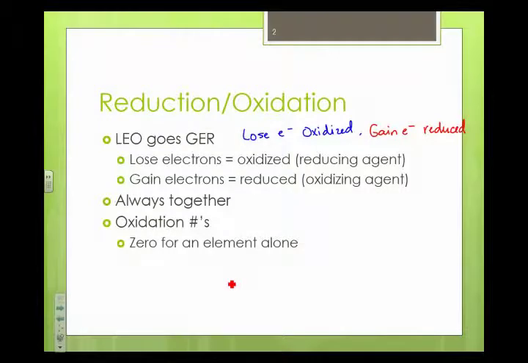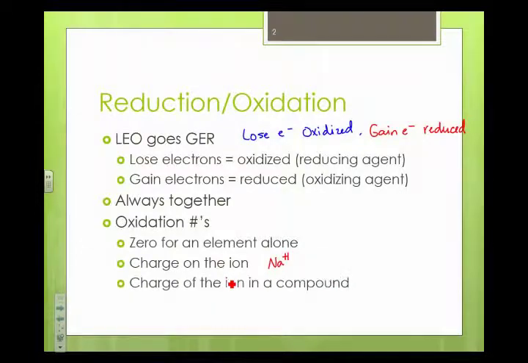So for instance, you know that when an element is alone and it has no charge, its charge is 0. Well, guess what? Its oxidation number is also 0. If you have an ion, let's say you have a sodium ion, Na+1, then the charge on the ion is equal to the oxidation number of the ion. Hey, great, we already know how to do that as well.